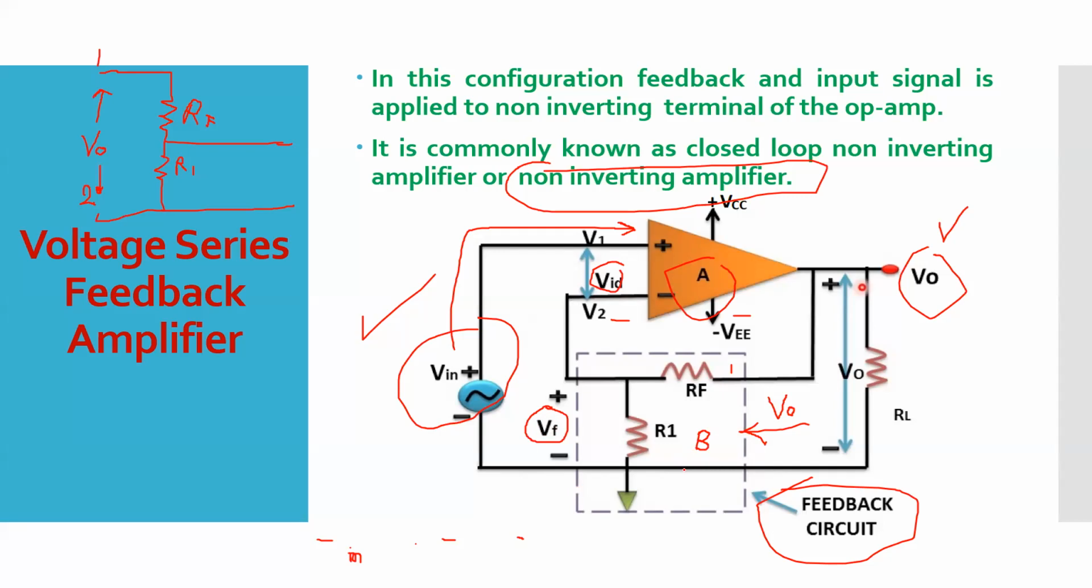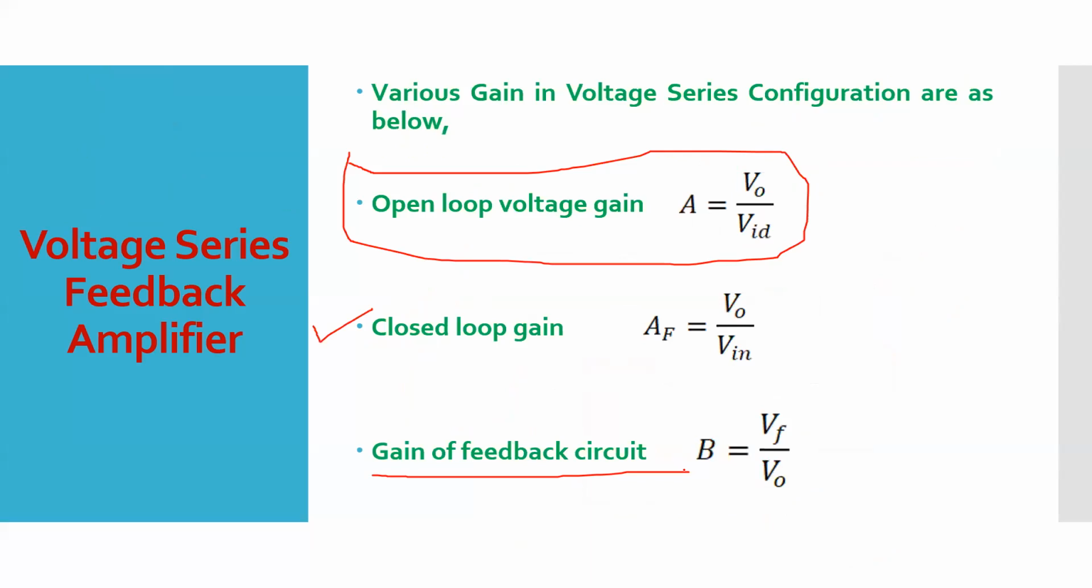Now, what is the output of that feedback circuit? It is VF, not V0, right? Feedback circuit output is VF and input is V0. So if you take the ratio of VF divided by V0, that will give you capital B. So that equation is taken here. VF divided by V0 will give you the gain of the feedback circuit.